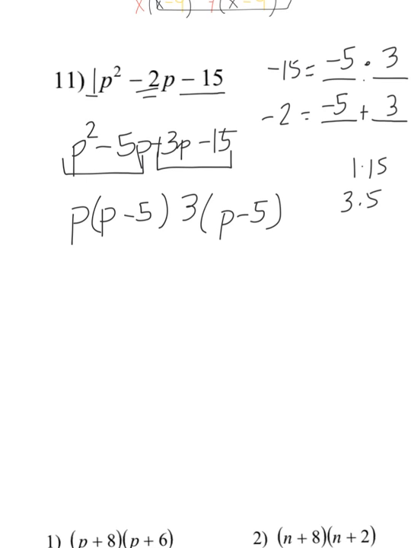And we always want to check to make sure that what we have done thus far is correct. And remember, we can check by multiplying. 3 times p is 3p, 3 times negative 5 is negative 15. P times p is p squared, p times negative 5 is negative 5p. So what we have done so far is correct.